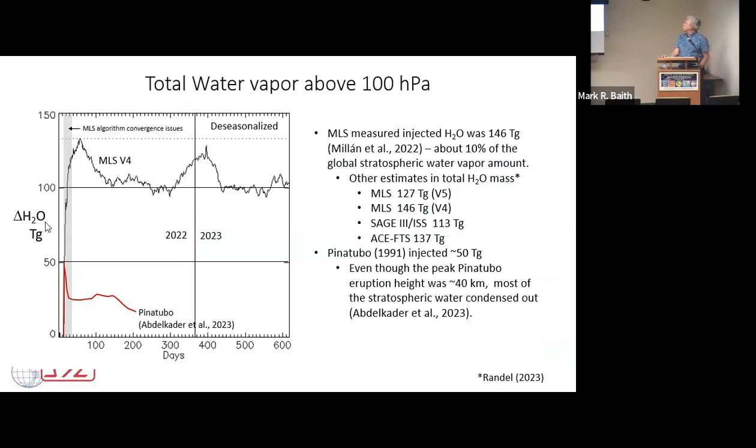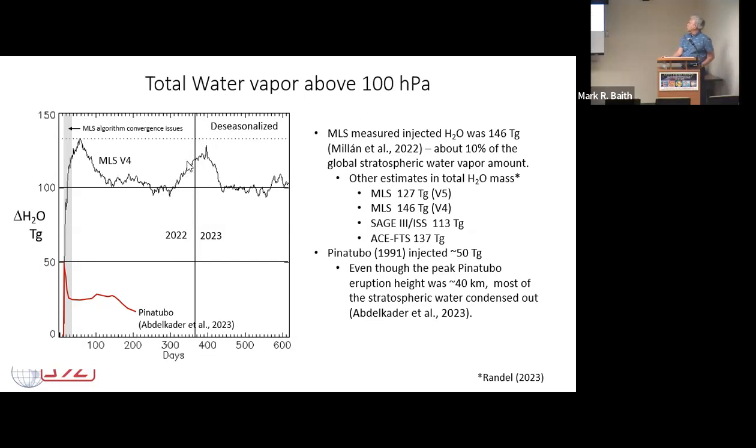So this is the total amount of water above 100 hectopascals, and see the big jump here. This is again in teragrams. So we're over 100 teragrams of water in the stratosphere, and that's about 10% of the total stratospheric water if you integrate it over the whole globe. If you think about that for a second, one eruption at one little location in the South Pacific increased the total stratospheric water by 10% all by itself. It's sort of amazing. And then you can see it jumps up and then it decays a little bit.